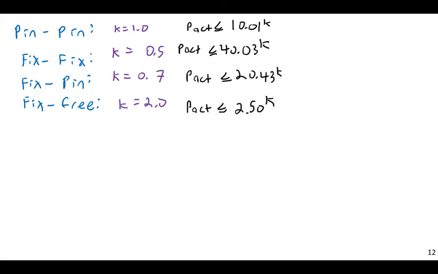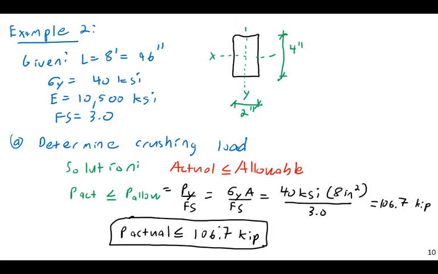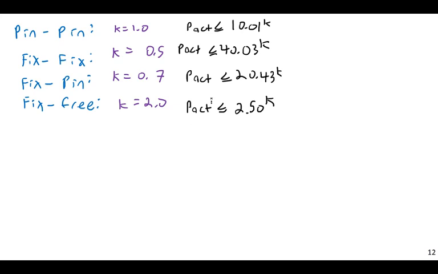So that does it for this portion of the lecture. Actually, I should just summarize this. Notice each one of these is going to be far less than the crushing load. So even if we use a fixed condition, we're still only getting 40 kips, whereas the crushing load would predict that we would get over 100 kips out of this. So buckling often does, and usually does, control when we are talking about columns. Okay? All right, I think that'll do it for this portion of the lecture, and thank you.